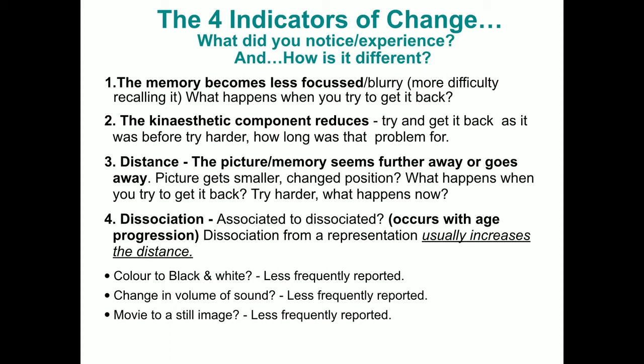So that can happen, and there are other things that are reported, but these four, the memory change, the kinesthetic change, the distance, and the dissociation, are the main four indicators that some significant neurological change has happened. So this is at the neurological level of the brain.